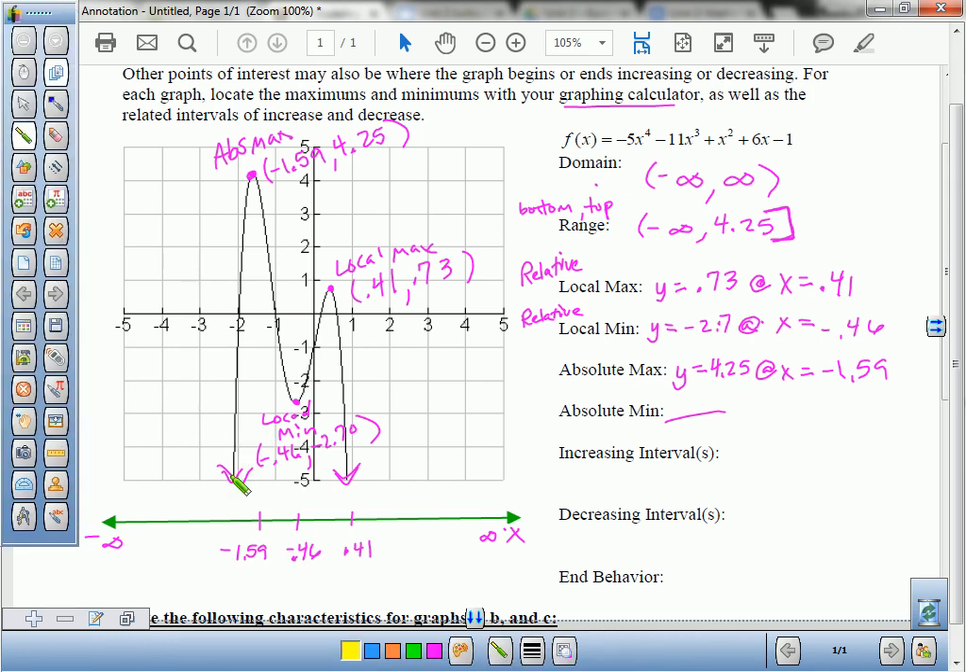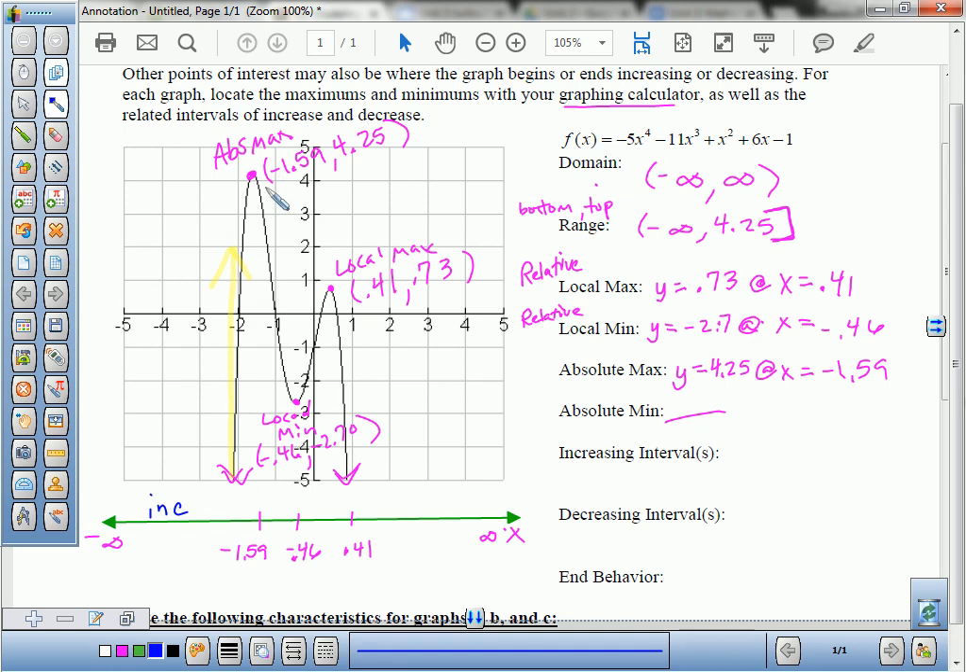And then when we look within these intervals, going from left to right, what do I do first? I am going up. This is an increasing interval. What does the next interval do? It goes down. So this is a decreasing interval. The next interval goes back up. It is an increasing interval. And the final interval goes down. It is a decreasing interval.